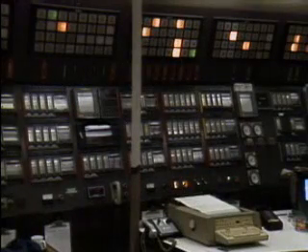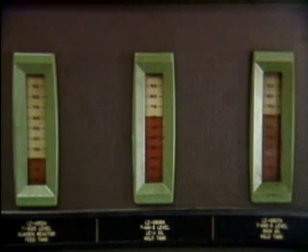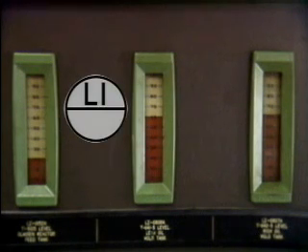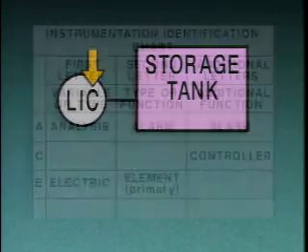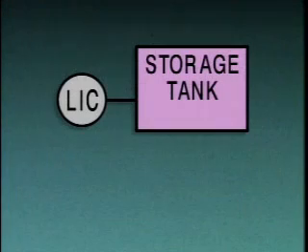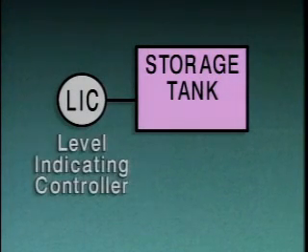Remote instruments, which are typically mounted on a panel with other instruments in a control room, are typically identified by a line through the symbol, like the one here. Many instrument symbols contain more than 2 letters. This usually means that the instrument has more than one function. In this case, the third letter, C, means controller. So this is a level indicating controller.